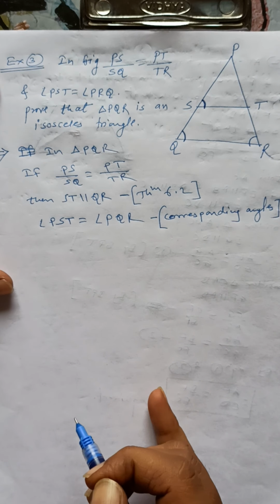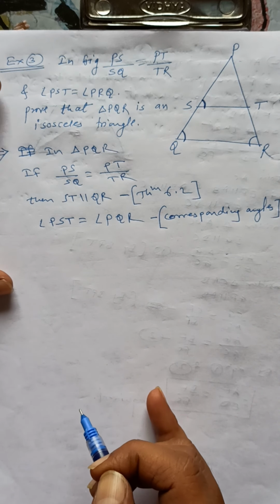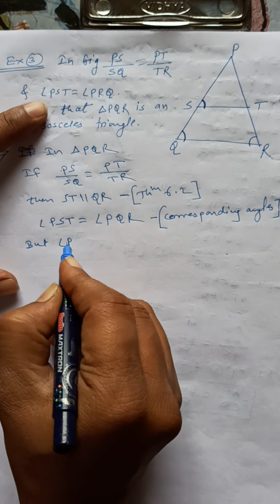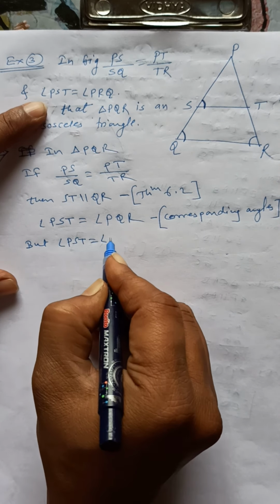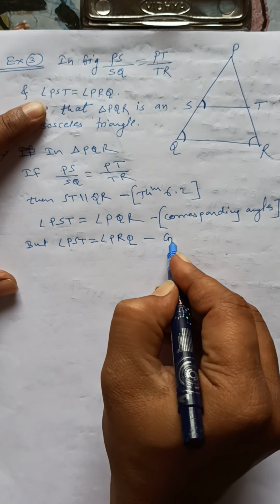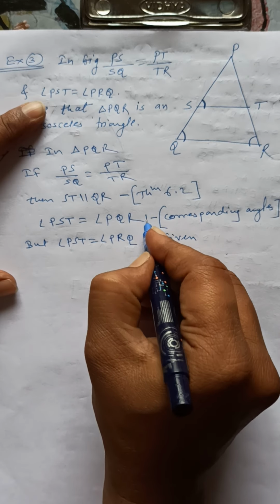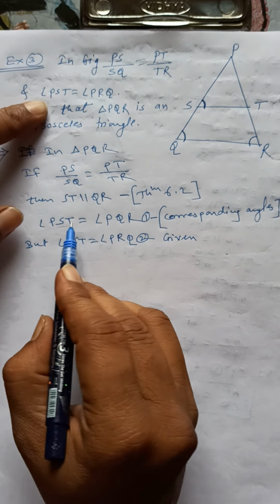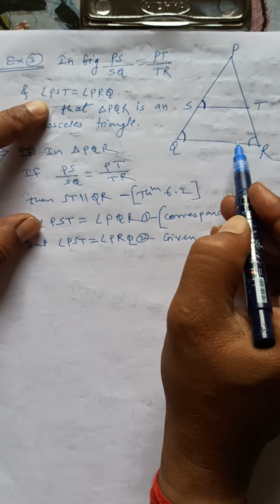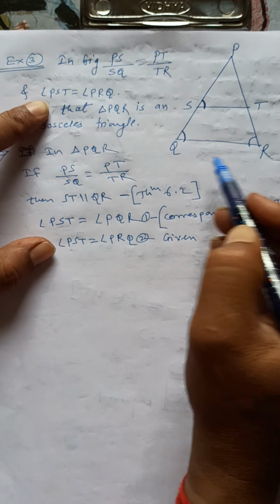These are the corresponding angles. But it is given here that angle PST is equal to angle PRQ. It is given. So this is 1 and this is 2. PST is equal to PQR, and PST is equal to PRQ.